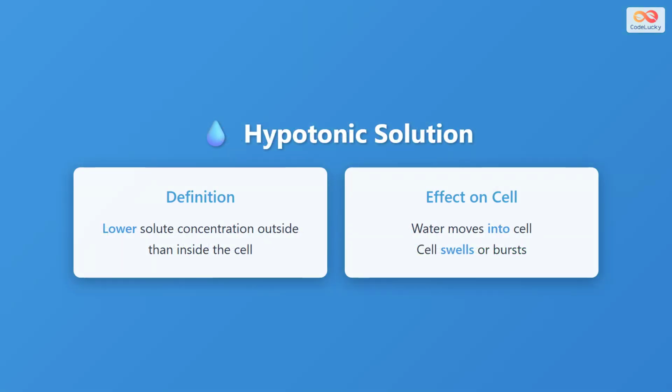A hypotonic solution has a lower solute concentration outside the cell compared to inside. Because there are fewer solutes outside, water moves into the cell to try to balance the concentrations. As water enters, the cell begins to swell and expand. If too much water enters, the cell can burst. This bursting is called lysis. For example, if you place a red blood cell in pure water, which is hypotonic, the cell will swell and eventually burst.